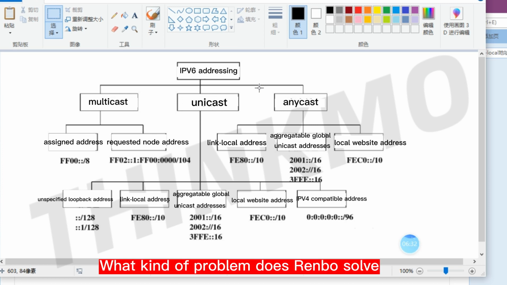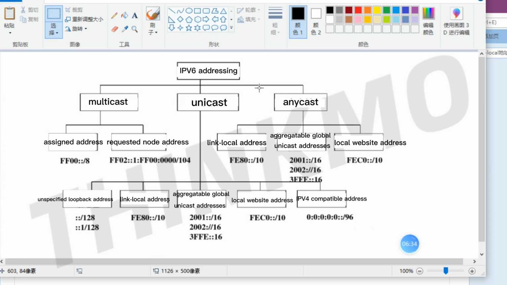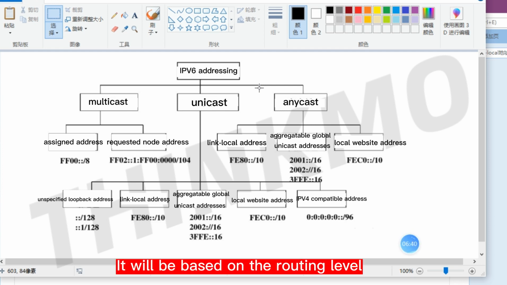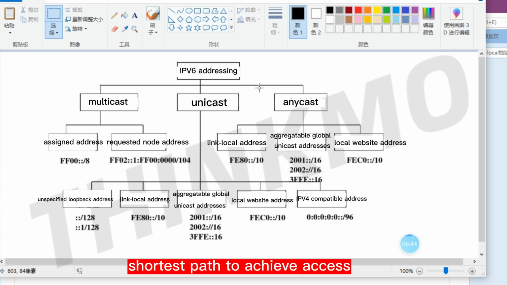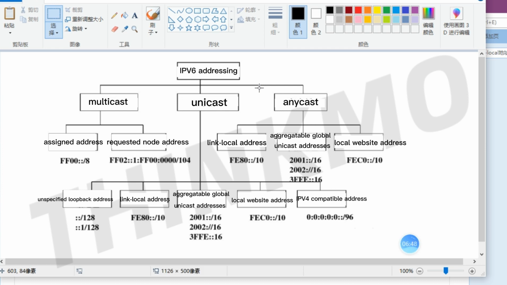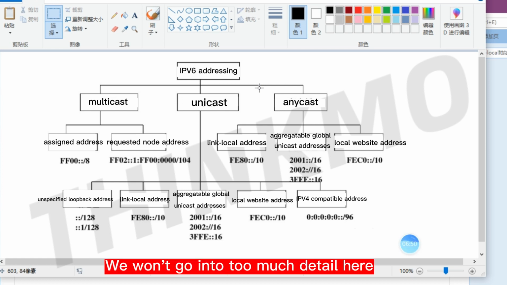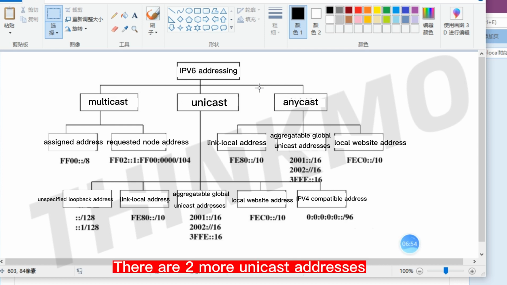What kind of problem does anycast solve? It enables nearby access. In some routing protocols, it achieves access by the shortest path based on the routing level. This is the concept of an anycast address, and we won't go into too much detail here. I just mentioned that there are two more unicast addresses. This is the local site address.